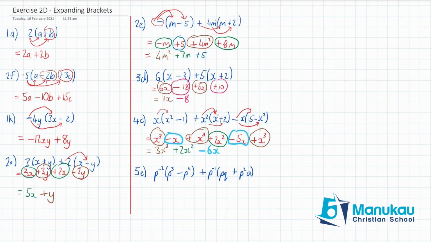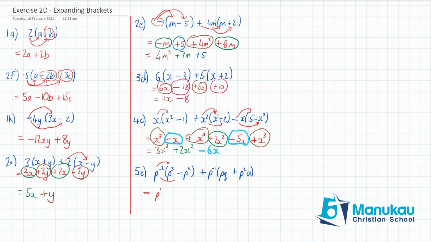Okie dokie. Last one. This is a tricky one, and this is one that I set for you. You have to use your index rules. We've got p to the power of minus 2 times p cubed. Add your indices. So it's just going to be p to the power of 1, which you know is p.